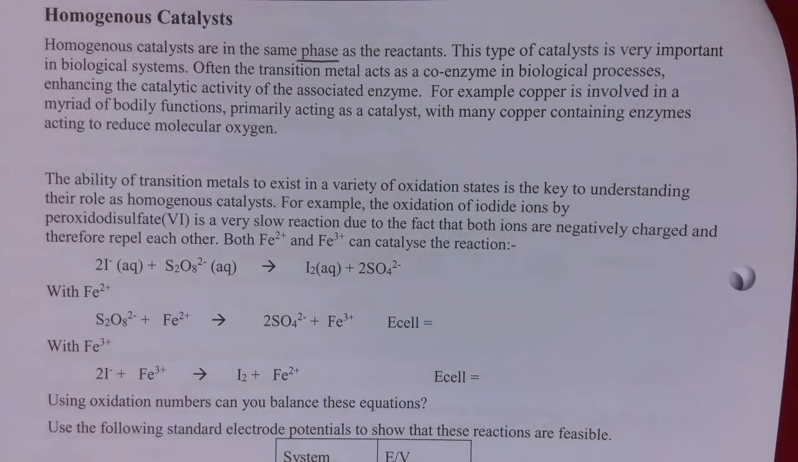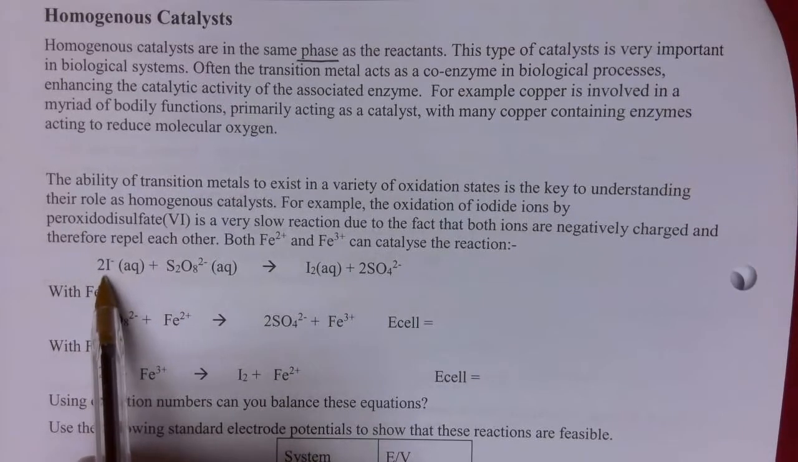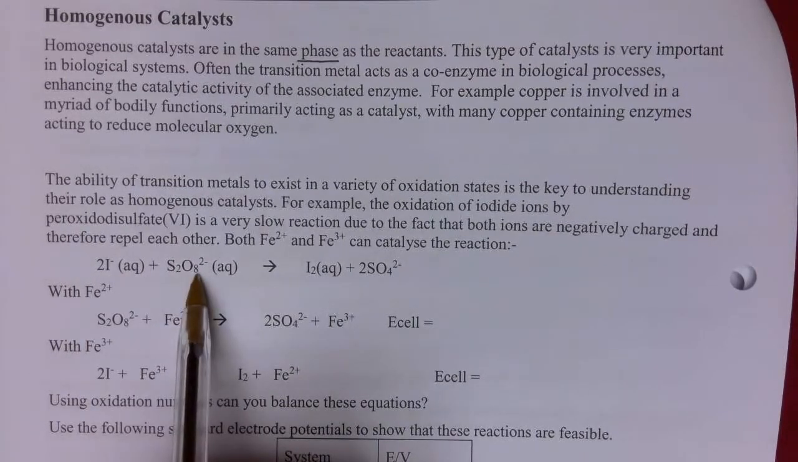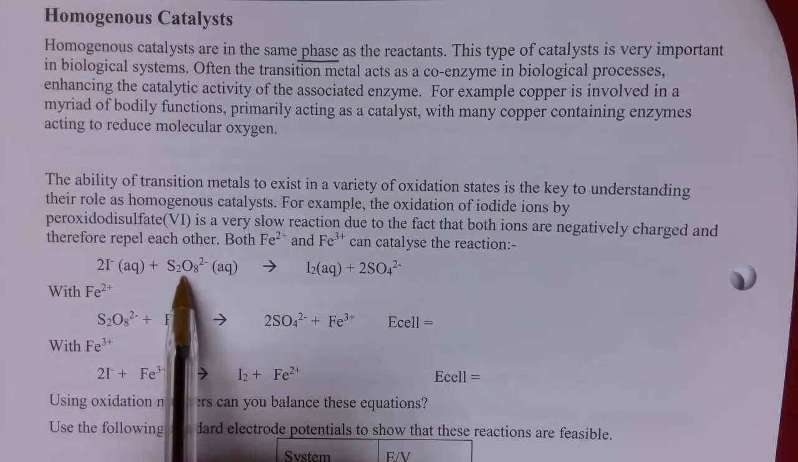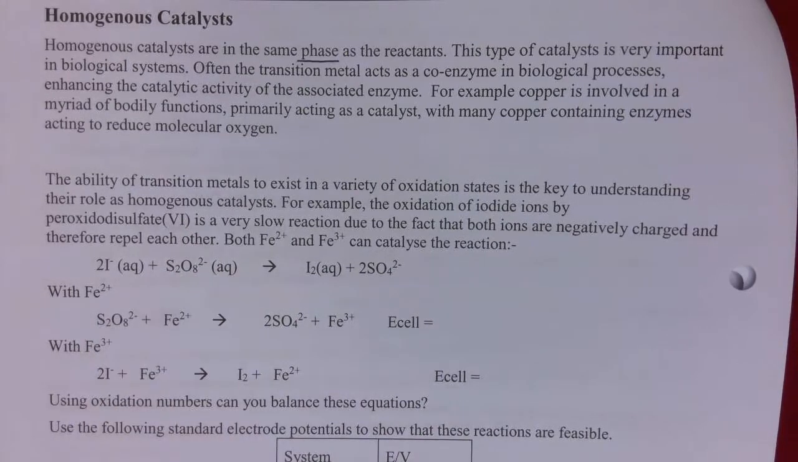One example that you should be familiar with is the catalytic ability of the ions Fe2+ and Fe3+ to catalyze the iodide peroxydisulfate reaction. This iodide peroxydisulfate reaction tends to be very slow. It has a very high activation energy, and the reason for that is that you're trying to react 2 negative ions together. So that's why this reaction is very slow. So we're going to catalyze this either starting with Fe2+ or with Fe3+.